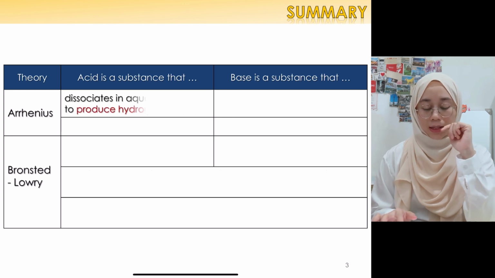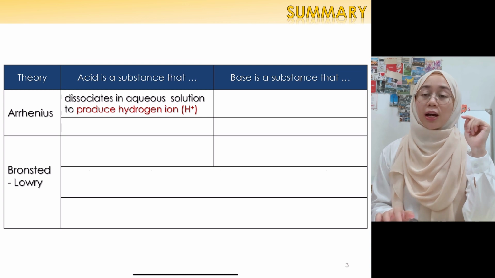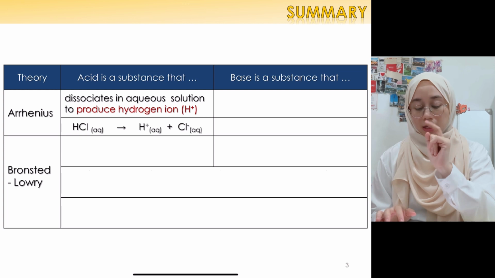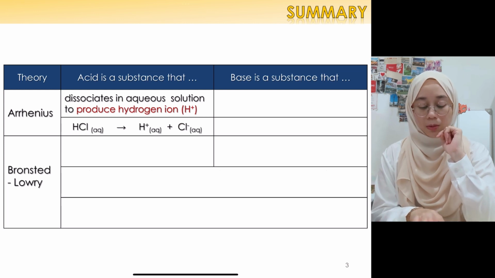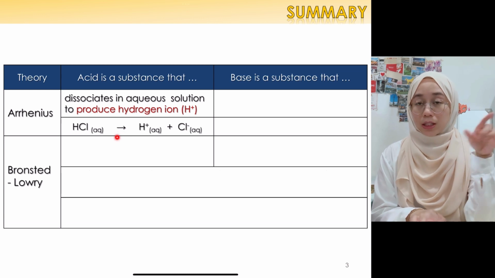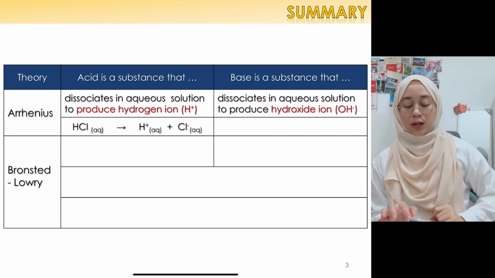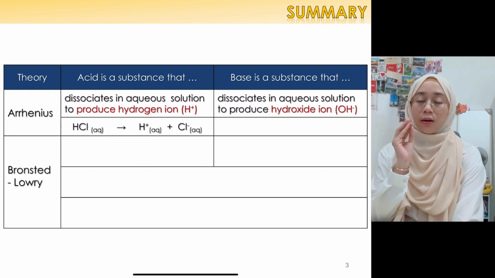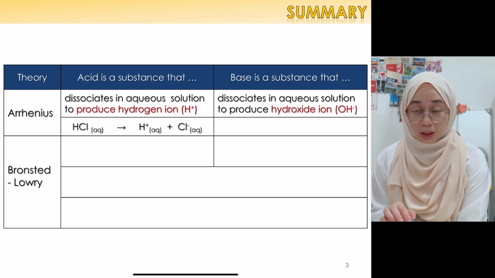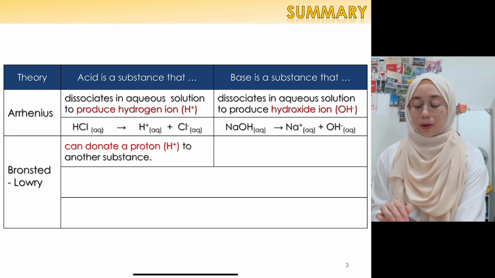So according to Arrhenius, acid is a substance that dissociate in aqueous solution to produce hydrogen ion. Okay, for example, HCl aqueous producing H+ and also Cl-, and please since this is a strong acid, ini adalah contoh untuk strong acid lah, so arrow kat sini dia guna yang single headed arrow je. Okay, and then kalau kita punya base pula based on Arrhenius is something that dissociate in aqueous solution to produce OH- ion, for example sodium hydroxide producing Na+ and OH-.